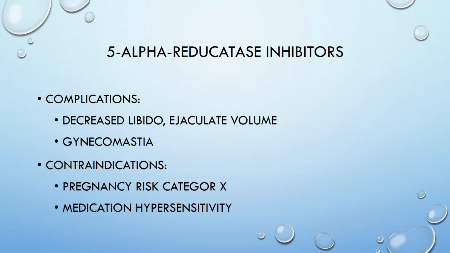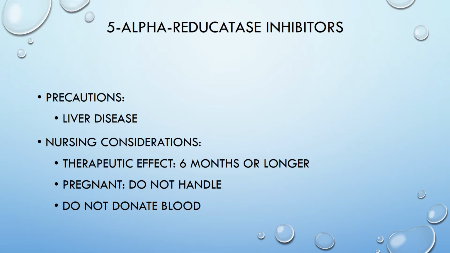Complications can be decreased libido and ejaculate volume, so they just need to notify the provider, as well as gynecomastia, which is the enlarged breast on the male. Contraindications: pregnancy X, and then medication hypersensitivity. Precautions: liver disease. Nursing considerations: therapeutic effect takes 6 months or longer.